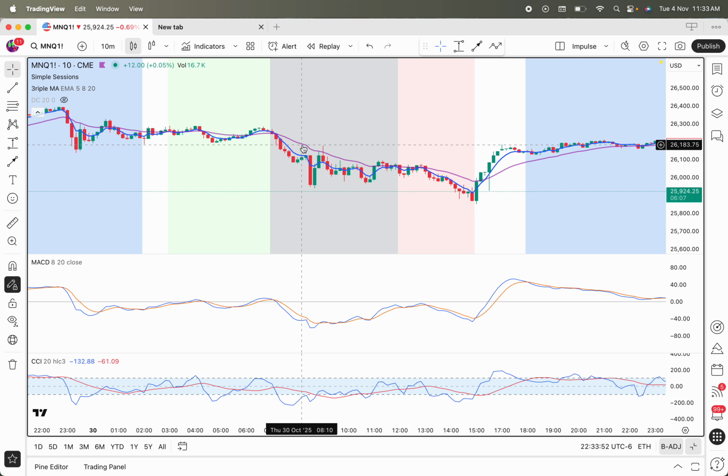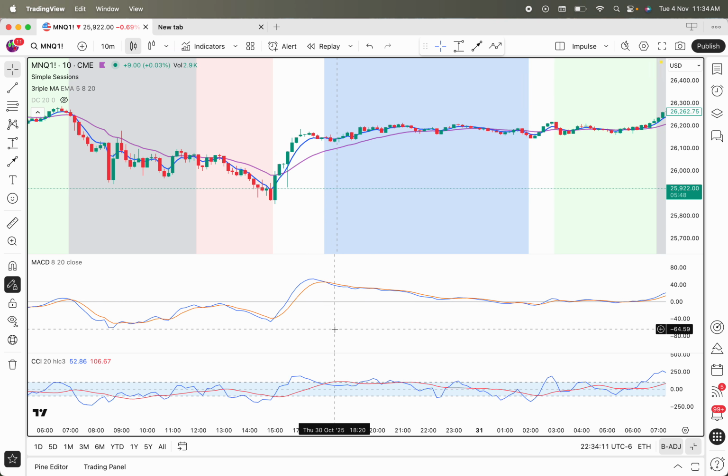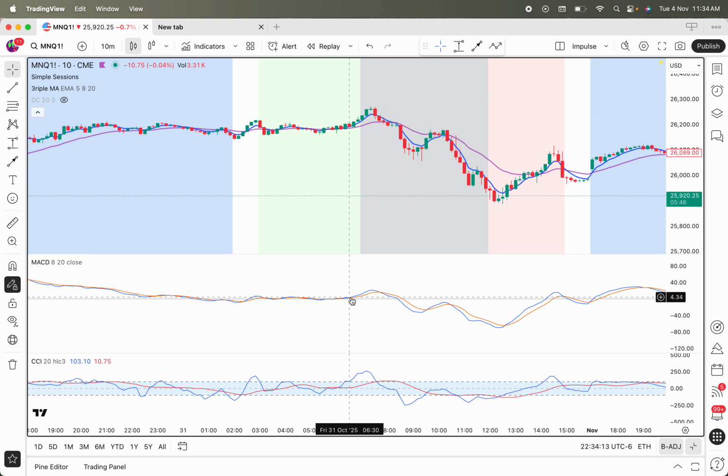The 20 EMA corresponds with the 0 line on the MACD. So when price is below the 20 EMA on the chart, we want to see the blue MACD line also below the 0 line, and that's officially saying we're in short territory. It's the same when we're looking for longs. We want to see the blue MACD line above the 0 line, and also above its signal line.